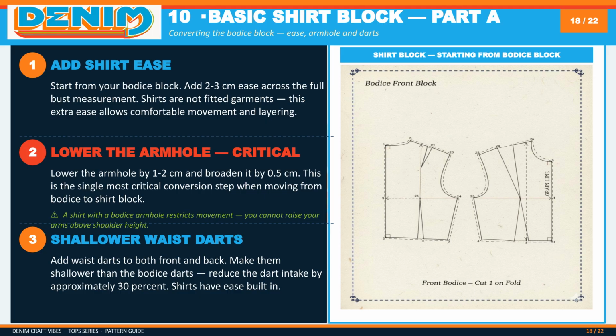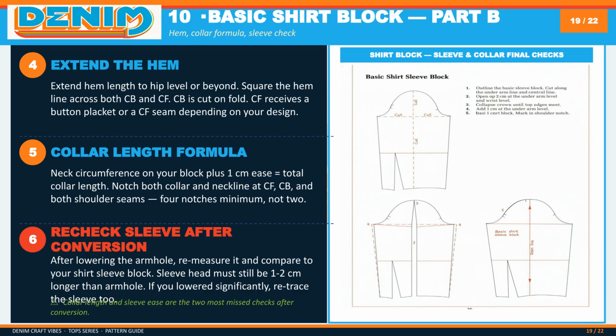To turn a bodice block into a shirt block, the first change is ease. A shirt needs more room through the bust and body, and the armhole must be lowered so the garment allows movement. The hem is extended and the darts become shallower because a shirt is meant to sit looser than a fitted bodice. This is a conversion, not a brand new draft, but the comfort difference is huge.